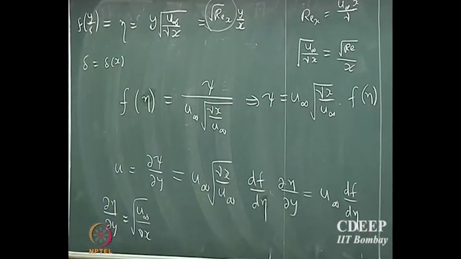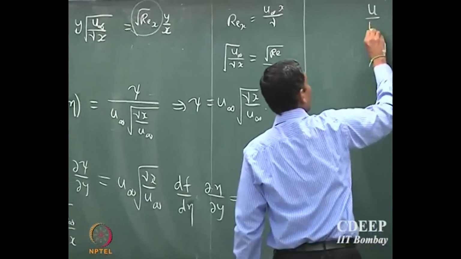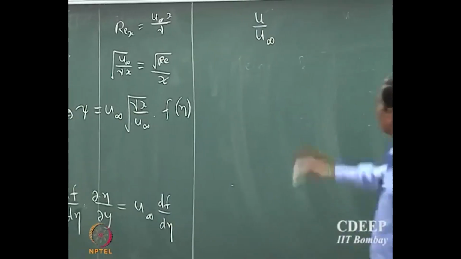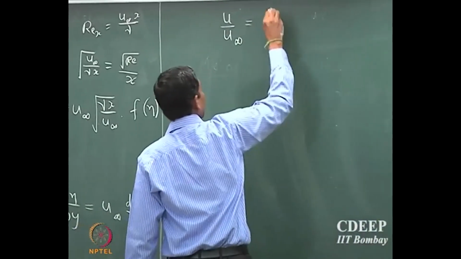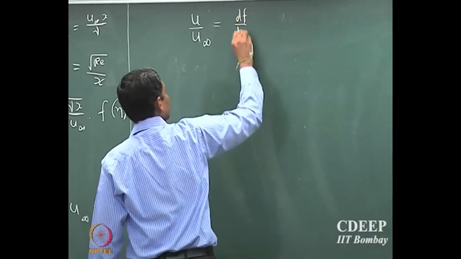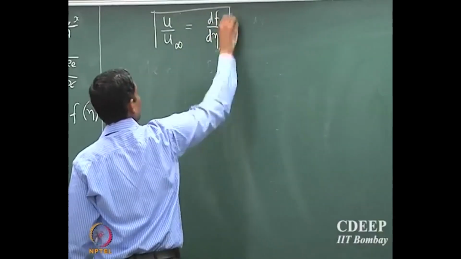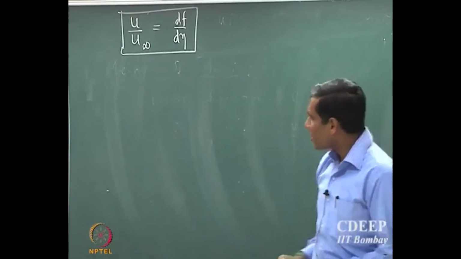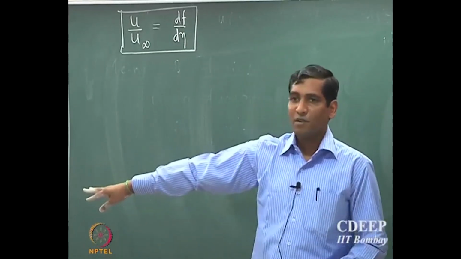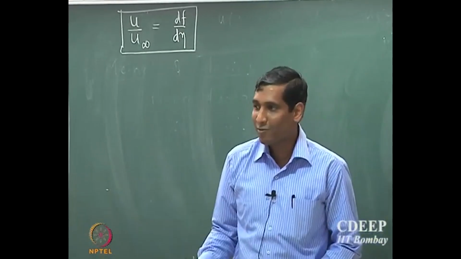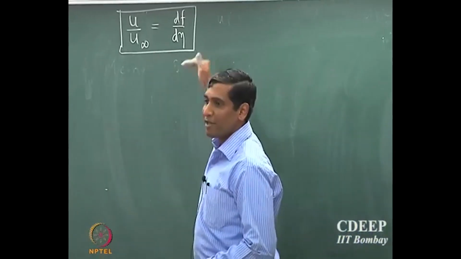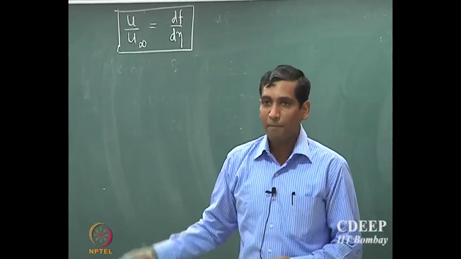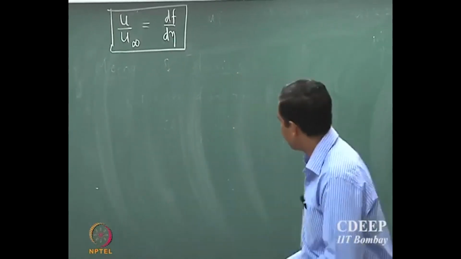So that provides an interesting functional form for the ratio. So you can see du by u infinity is nothing but df by d eta. Okay. So it's not that this functional form actually was got by magic, it was basically to come up with a very nice way of looking at the velocity profile and looking at temperature profile, which we will see shortly.